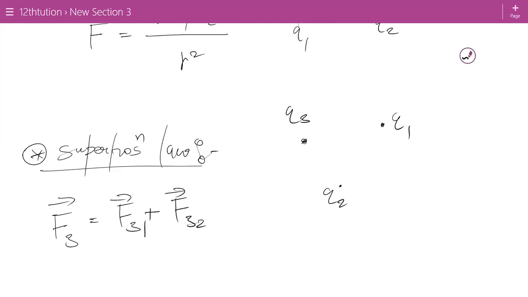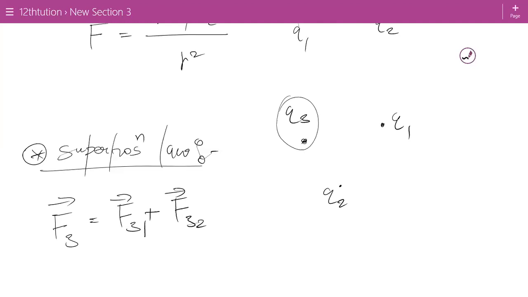So this law tells you that the force on a single charge due to the other charges is equal to the summation of the force on that charge due to the individual charges. Just imagine the total force on the Q3 charge will be equal to the force due to each individual charge on Q3, added together.